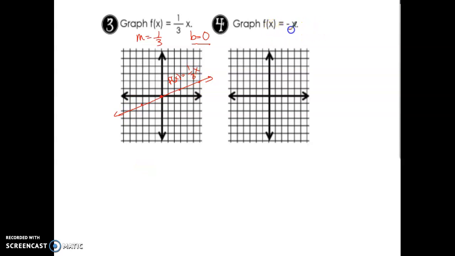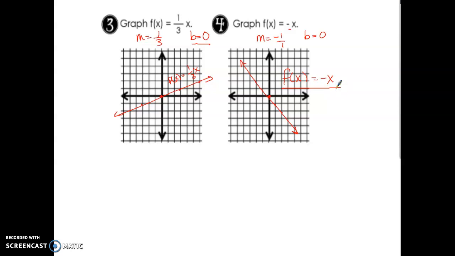This equation, this negative sign in front of the x, means that your slope is -1 over 1. This is going to go in a negative direction. There's nothing written, so it goes through the origin. You are going down 1 and over 1. This equation has a nice negative slope. There is the function f of x equals -x.